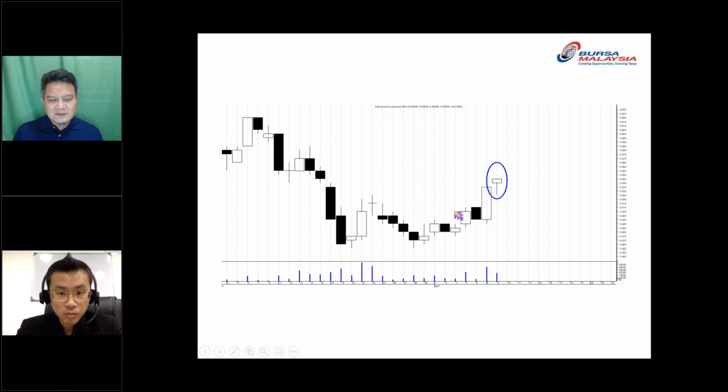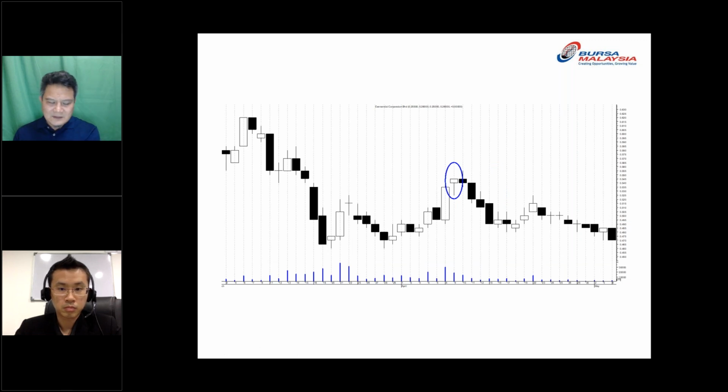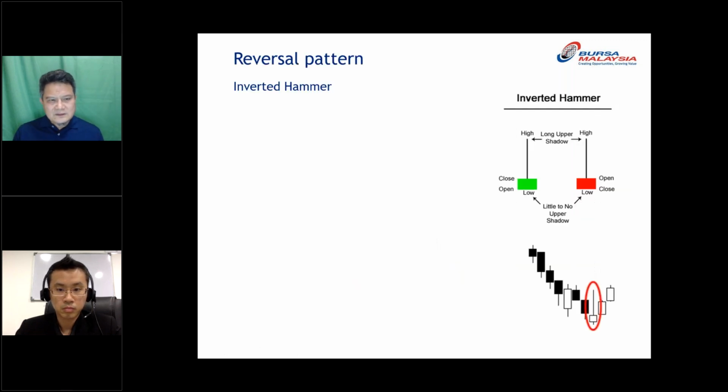For example, this is Everson Die. It was some time ago. You can see the price start to move up, and then suddenly a hammer appears here. That is an indicator that the price is going to reverse. There you can see the price going down.